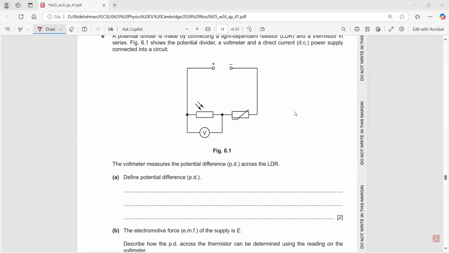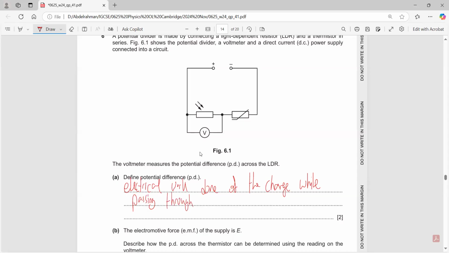Again, for potential difference or EMF, we have to talk about the electrical work done. If I'm talking about the potential difference, then I'm talking about the electrical work done of the charge while passing through the component. We have to say that it is the electrical work done of the charge while passing through a component.